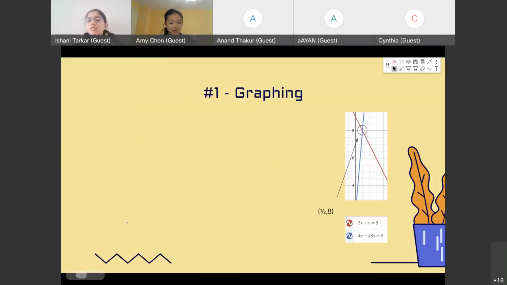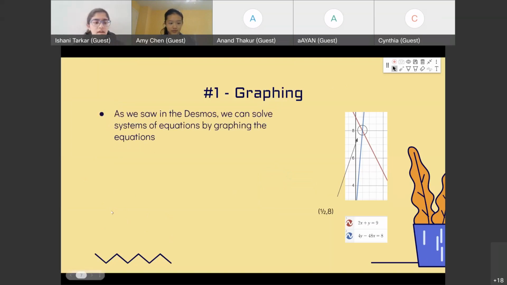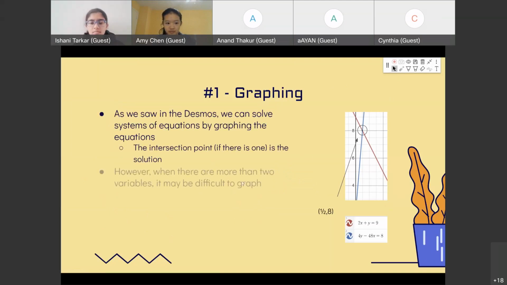Okay, so graphing is the first way that we are covering on how to solve. So when we saw in Desmos, we can graph the system of equations to find where the lines intersect, right? So an intersection point is the solution.